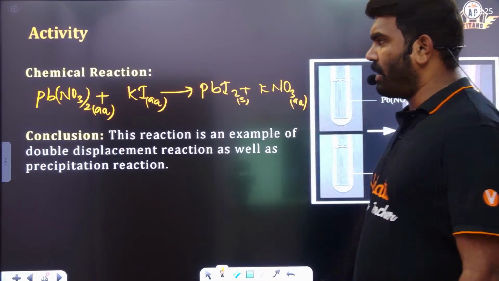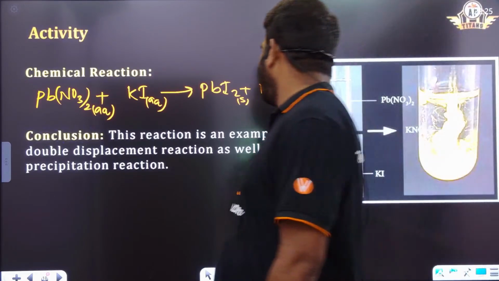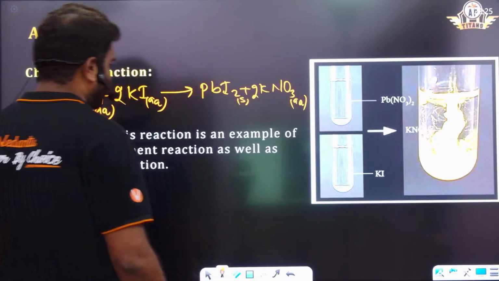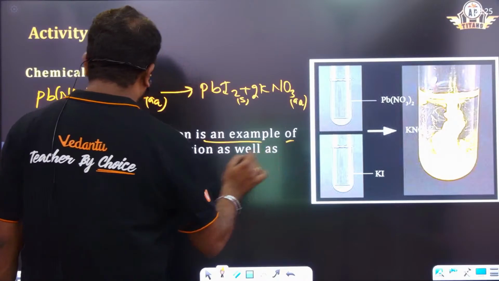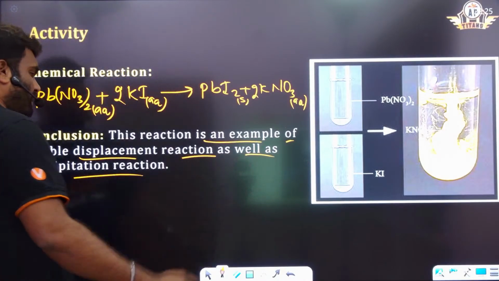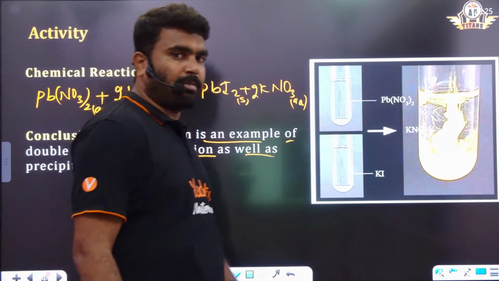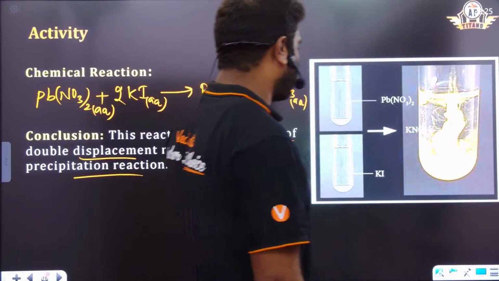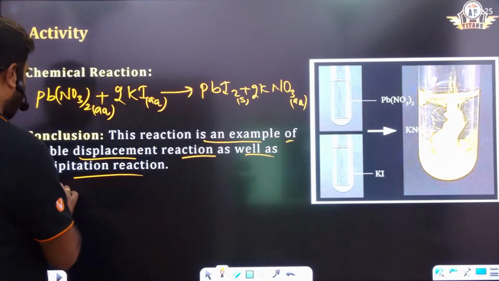So lead nitrate and potassium iodide are reacting. Here 2KNO3 and here 2KI will be formed. So this reaction is an example of a double displacement reaction as well as a precipitation reaction. So what is meant by precipitation?